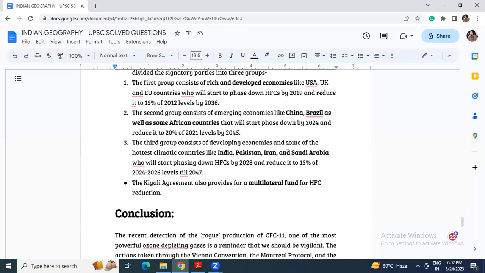Then the second group consists of emerging economies like China, Brazil, as well as some African countries, that will start phase down by 2024 and reduce it to 20% of 2021 levels by 2045. They need to reduce it a little by 2024 and by 2045 reduce it by 20% from the 2021 level. That applies to some emerging countries like China, Brazil, and some African countries.